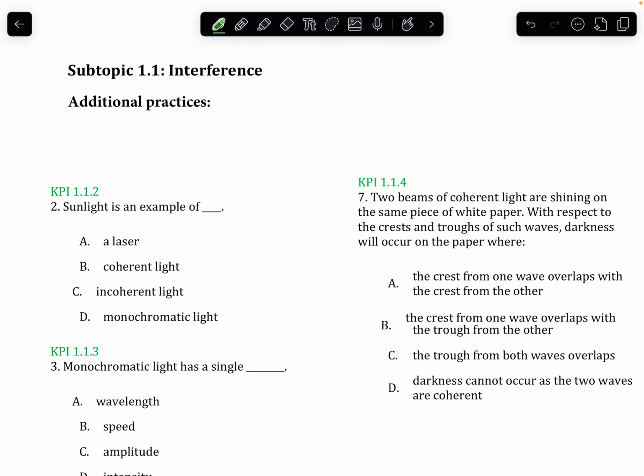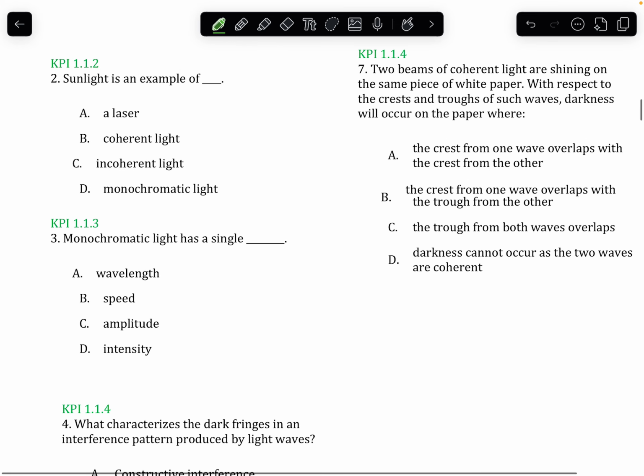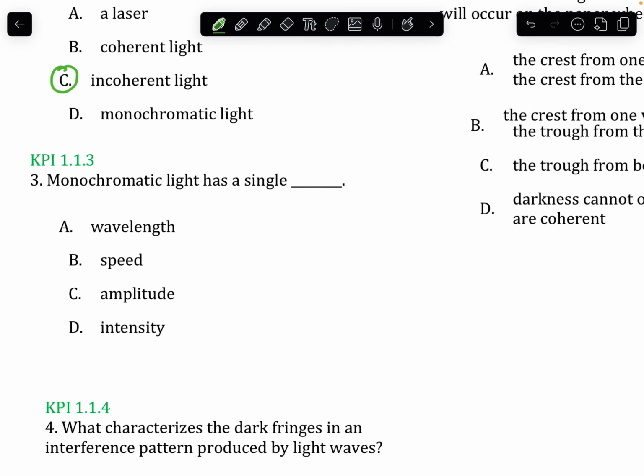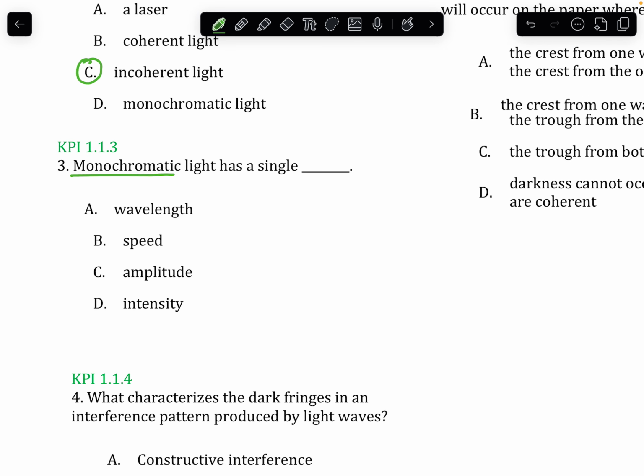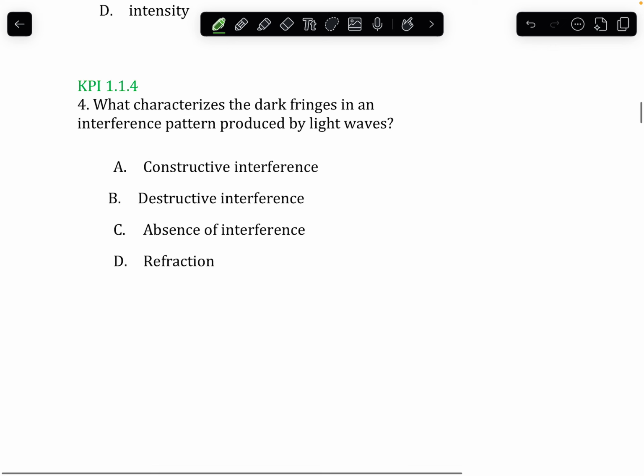1.1. Let's have some additional practice. Sunlight is an example of incoherent light because it does not have the same frequency. What's the meaning of monochromatic? They have a single wavelength, or they have the same color. What characterizes the dark fringes? It is actually due to a destructive interference. A bright fringe is due to a constructive interference.